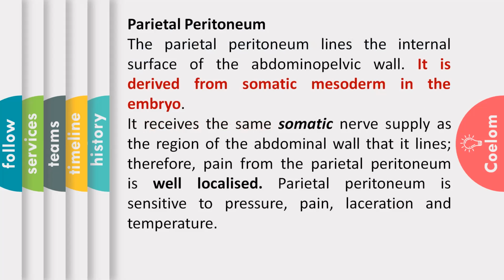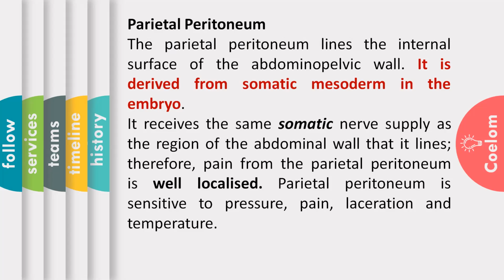See, what is parietal peritoneum? The parietal peritoneum lines the internal surface of the abdominal pelvic wall. It is derived from the somatic mesoderm in embryo. This is very important. The origin of parietal peritoneum is from the somatic mesoderm of the embryo. These are the questions which are asked in competitive exams.